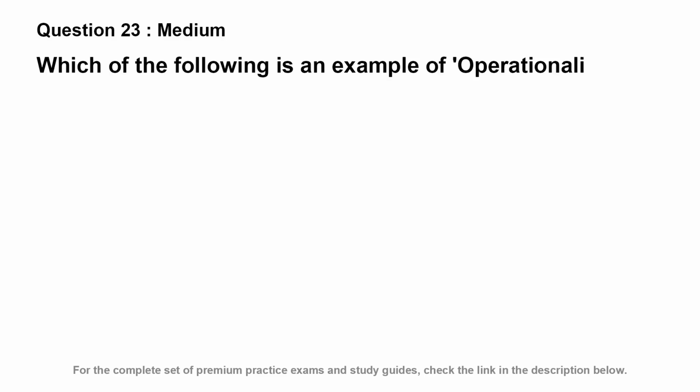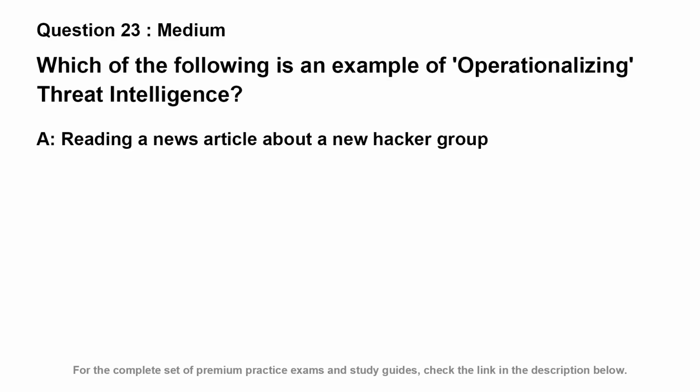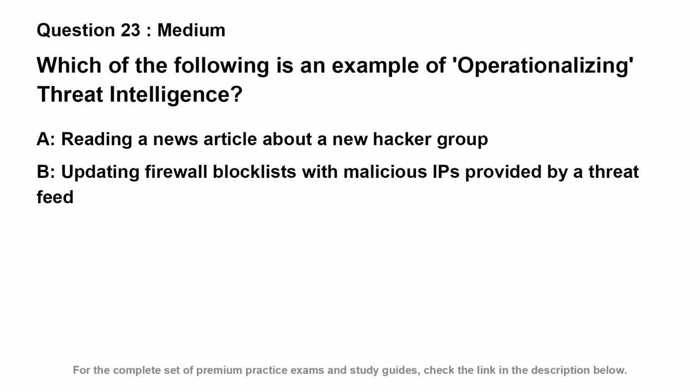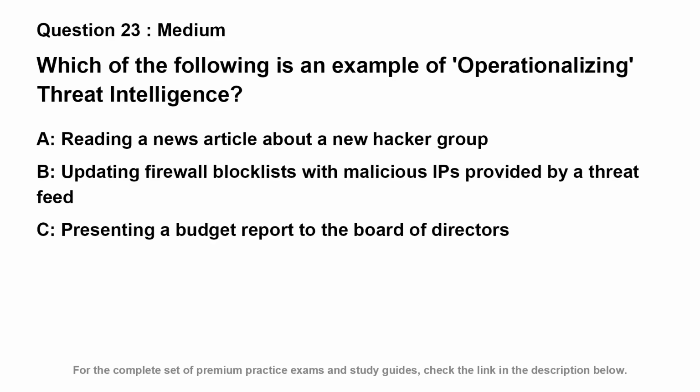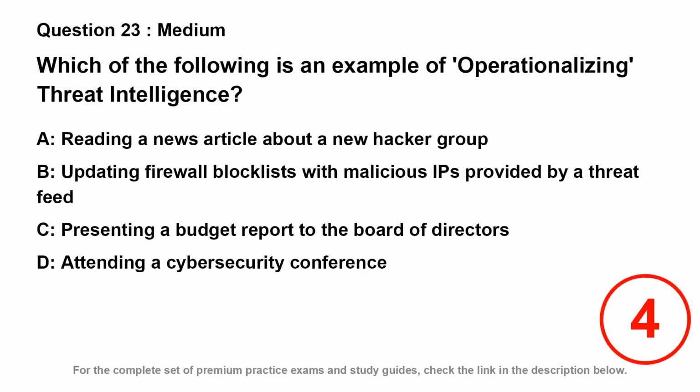Which of the following is an example of operationalizing threat intelligence? Option A, reading a news article about a new hacker group. Option B, updating firewall block lists with malicious IPs provided by a threat feed. Option C, presenting a budget report to the board of directors. Option D, attending a cybersecurity conference.